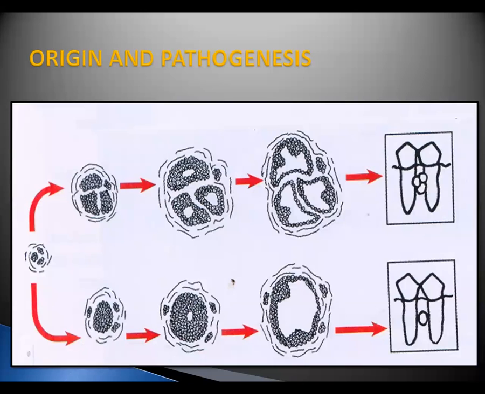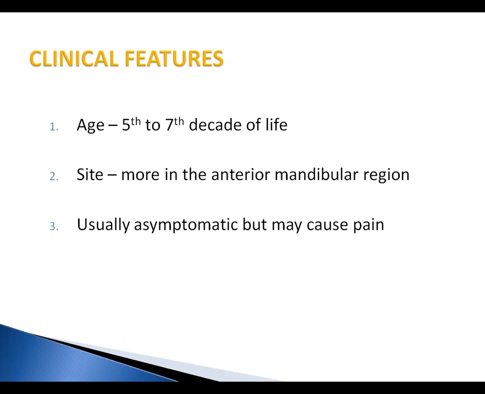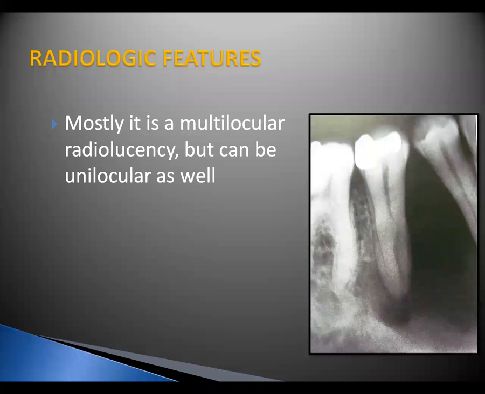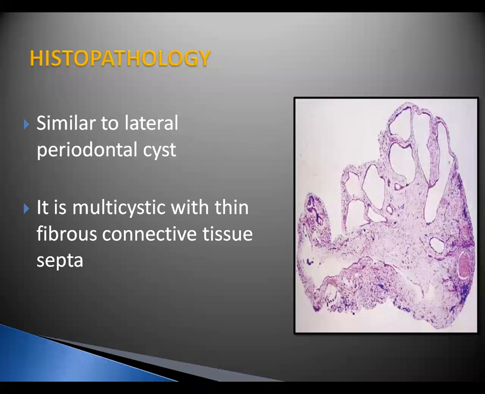Origin of the pathogenesis: cells develop a single cyst and form a lateral periodontal cyst, and cells develop into a multiple luminal cystic lesion and form the botryoid odontogenic cyst. It occurs in the 5th to 7th decade of life, more in the anterior mandibular region, and is usually asymptomatic but may cause pain. Mostly it is multilocular on radiography but can be unilocular as well.